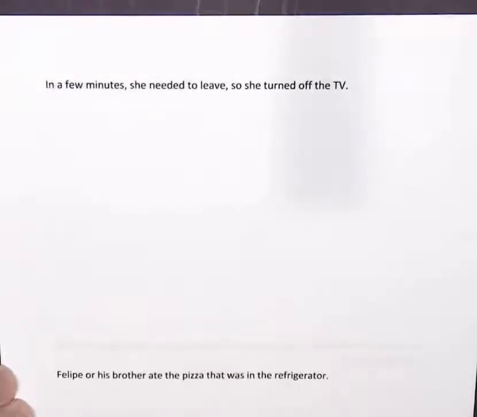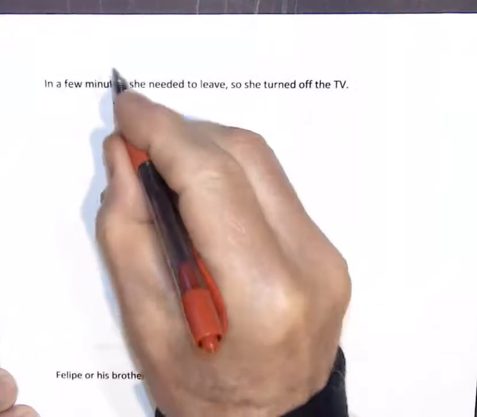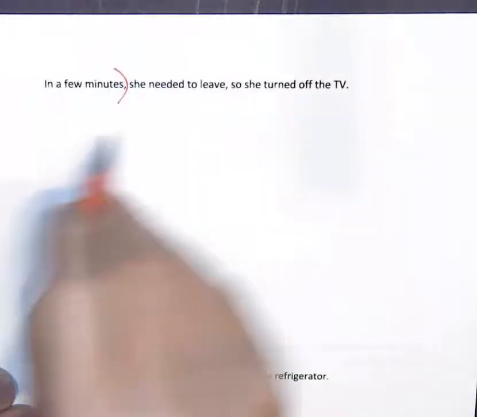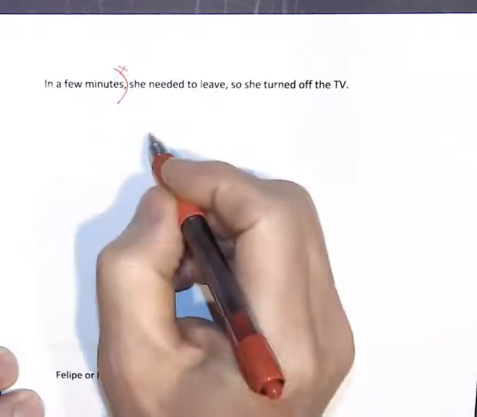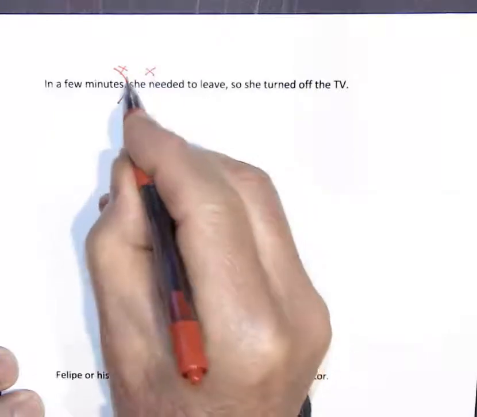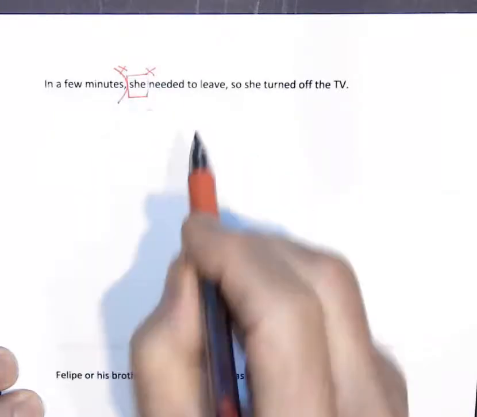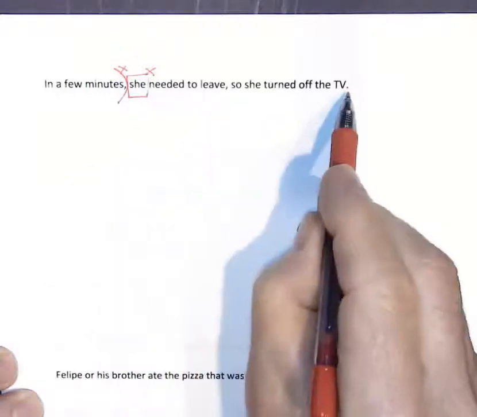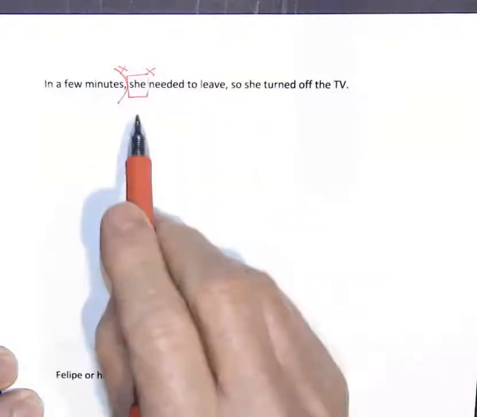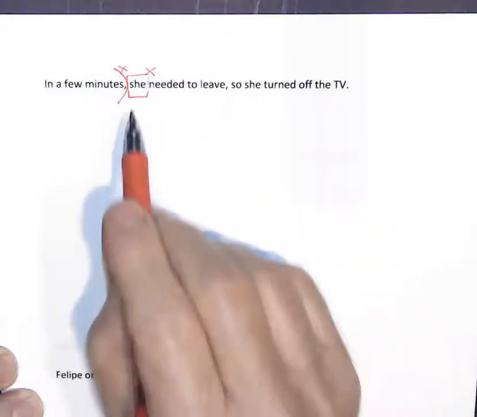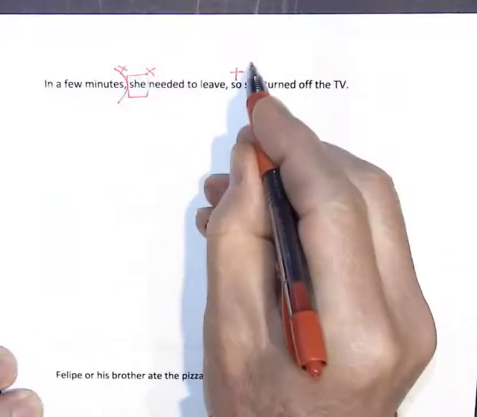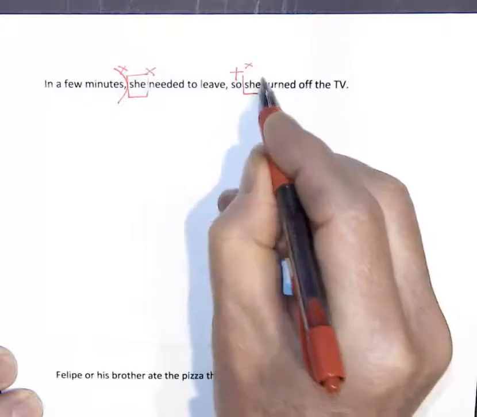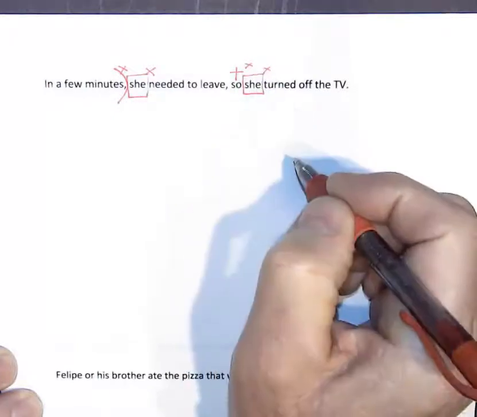In a few minutes, she needed to leave, so she turned off the TV. In a few minutes is our shifter. She needed to leave, so she turned off the TV. Did she need to leave? She did not need to leave. She is the subject. I can't really continue the question to the end, but let me try to see how can I get this other piece in here. Did she need to leave? So did she turn off the TV? She did not turn off the TV.